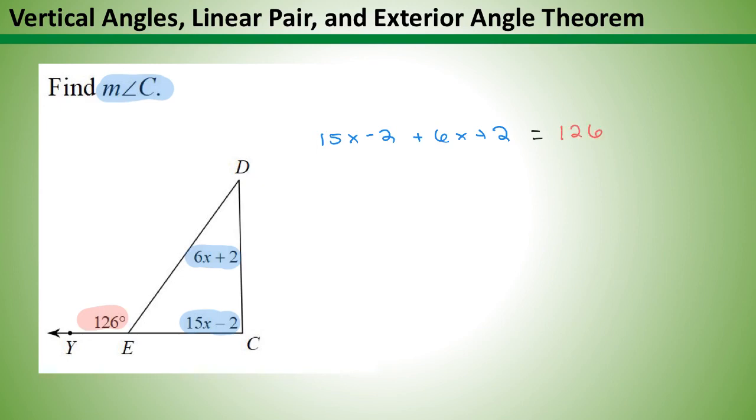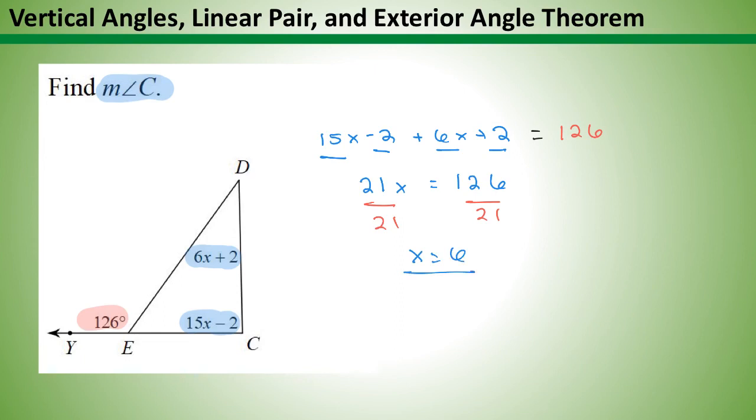So now combine your like terms. 15x plus 6x, that's 21x. Negative 2 plus 2, those things cancel out. And this is equal to 126. So if I divide both sides by 21 to get the x by itself, we end up with x is equal to 6.